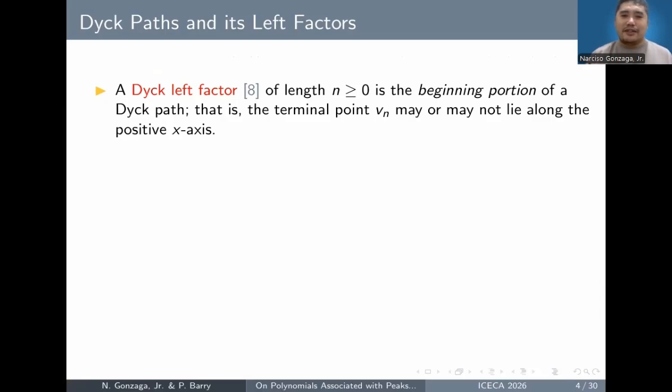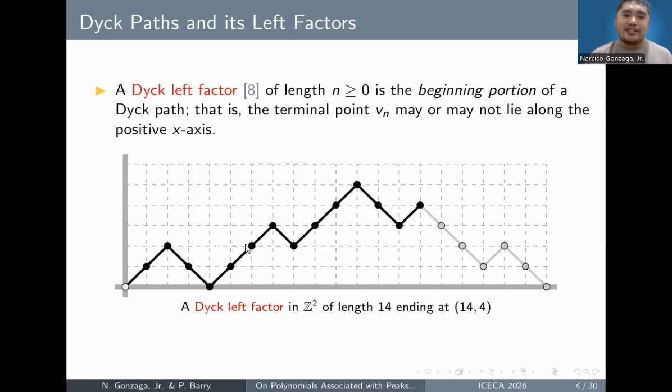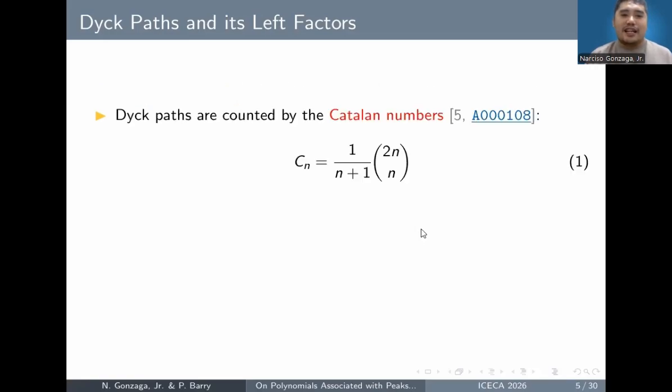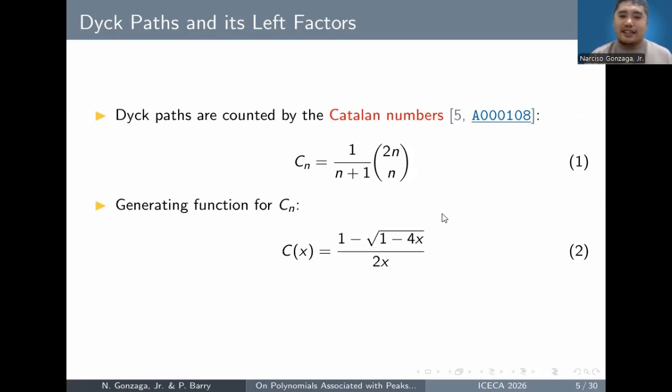So if the terminal point lies exactly somewhere along the x-axis, then the Dyck left factor becomes a full Dyck path. If it is not, then it is simply a Dyck left factor, a proper left factor. So as an example from our Dyck path earlier, we have its left factor that ends at 14.4. Dyck paths are counted by Catalan numbers. That's a well-known fact. And its generating function, of course, that's also well-known.